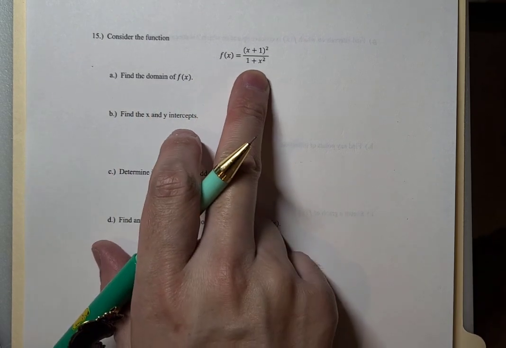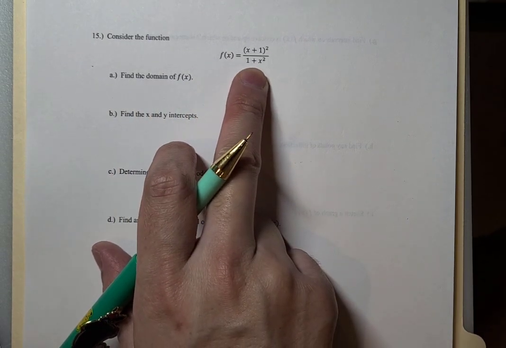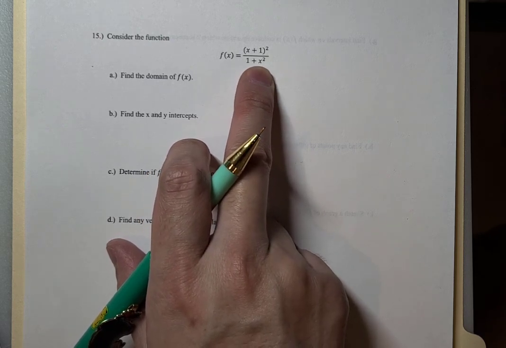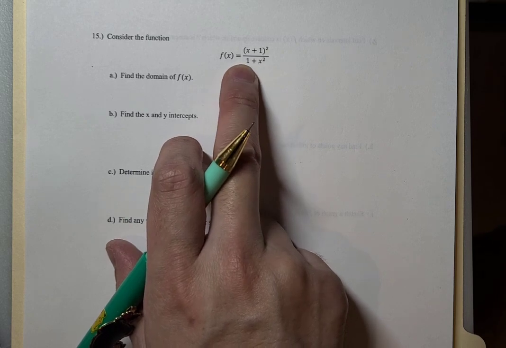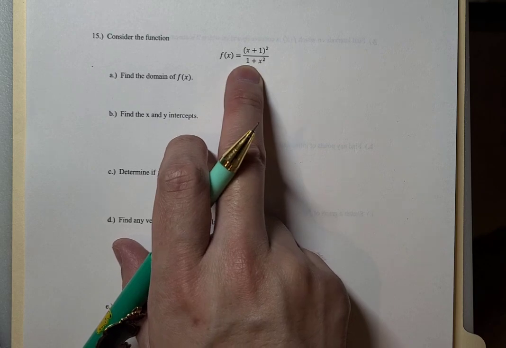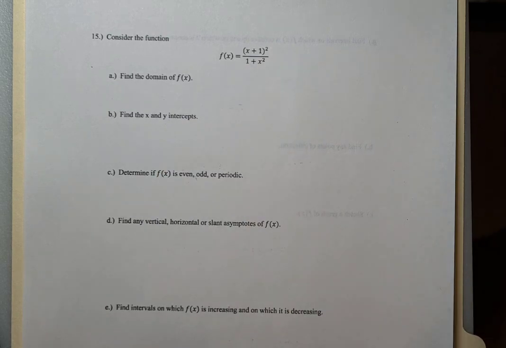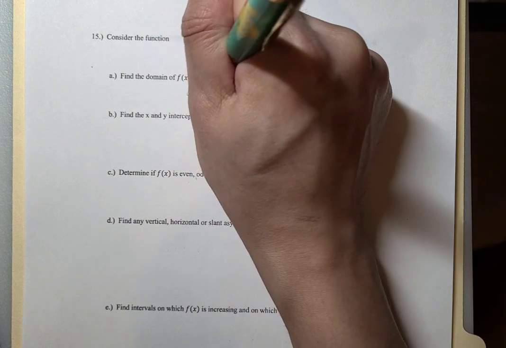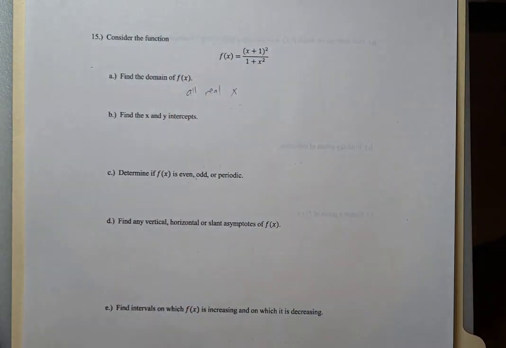What's the domain? Well, we'll never divide by 0 because x squared is always positive, and we're adding 1 to it. So the smallest value that x squared can be is 0 when x is 0. But we're adding 1, so we're never going to divide by a 0. So the domain is all real x, or all real numbers, whatever you want to say, okay?